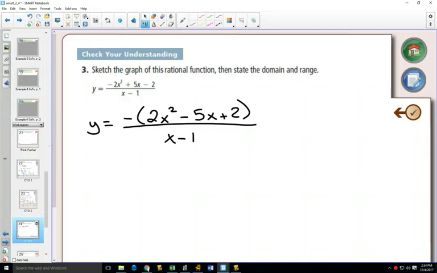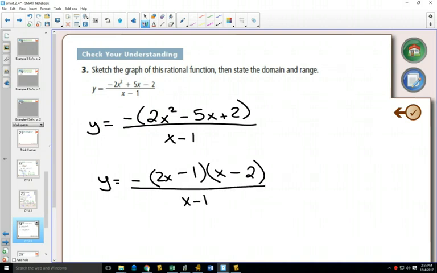on the top, and then factor the inside, to get 2x squared is 2x and x. To get 2 is going to be 2 and 1. I'm going to need the 2 here and the 1 there, so that when I multiply my outside and my inside, I get 4 plus 1. They both need to be negative to get the negative 5x. And it's still all over x minus 1.